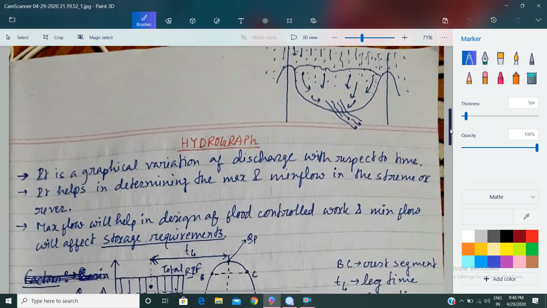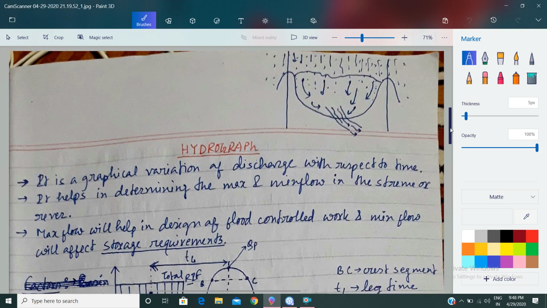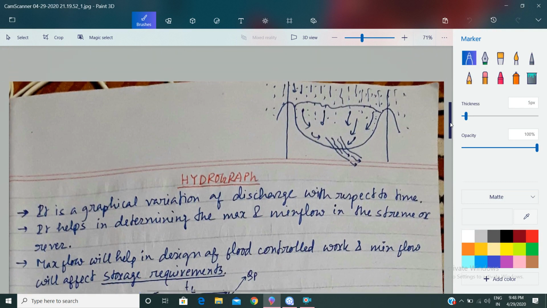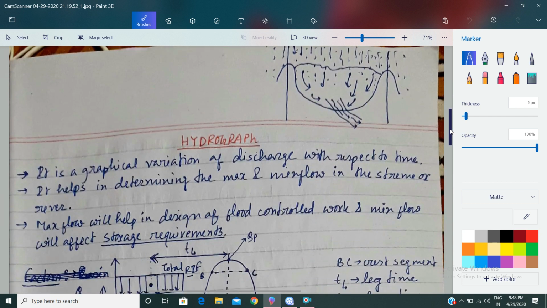ঠিক আছে, তো হাইড্রোগ্রাফ পড়ার আগে সবার আগে এটা বলা উচিত যে ইনফিল্ট্রেশন অ্যান্ড রান অফ যে পোর্শনটা আছে সেটা এর আগে পড়ে নেওয়া উচিত, তা না হলে হাইড্রোগ্রাফ বুঝতে একটু সমস্যা হবে। তাই I would recommend you to study the infiltration and runoff portion so that you will understand this hydrograph easily.